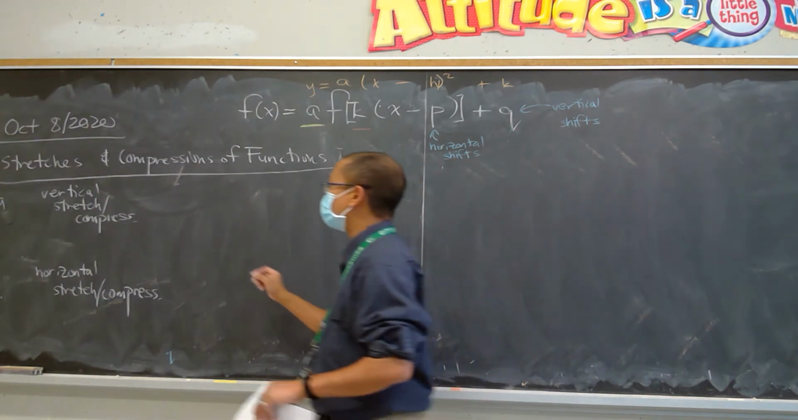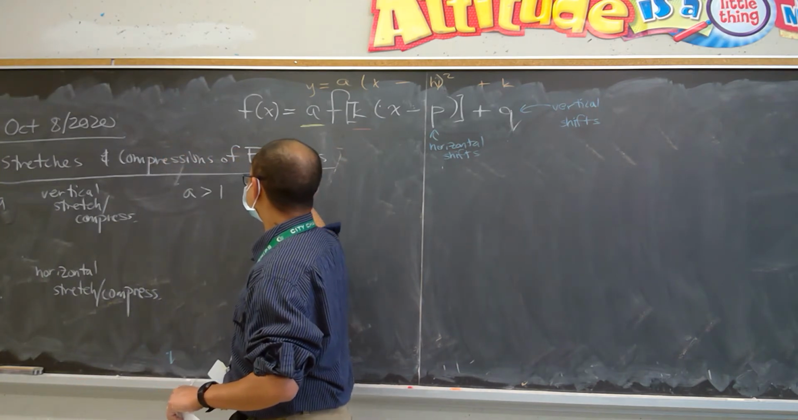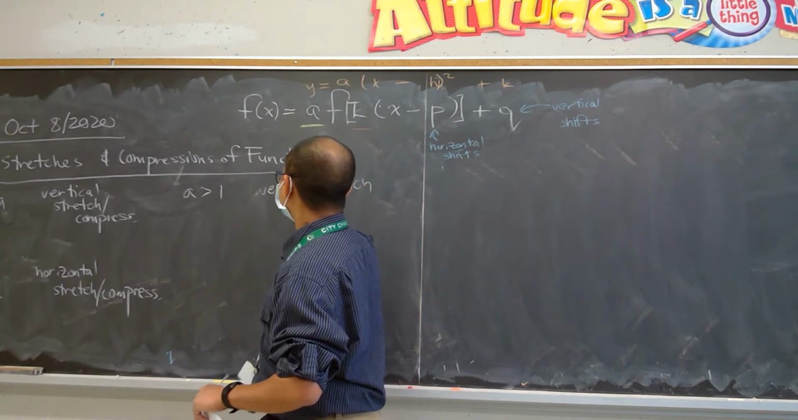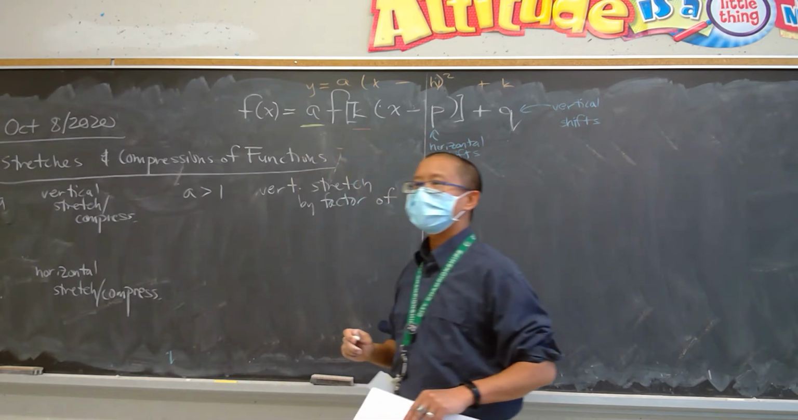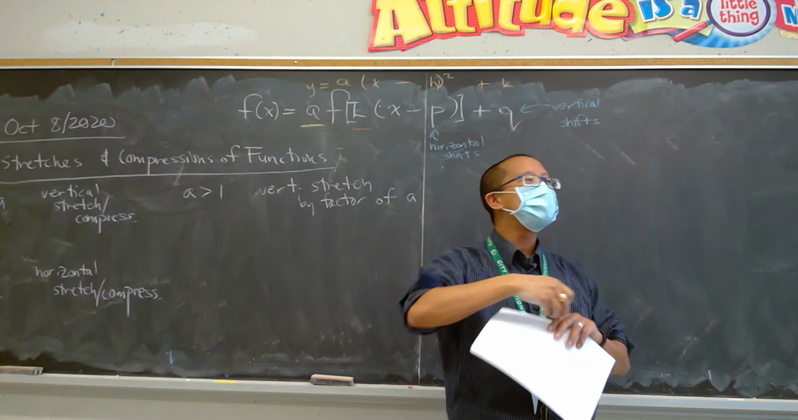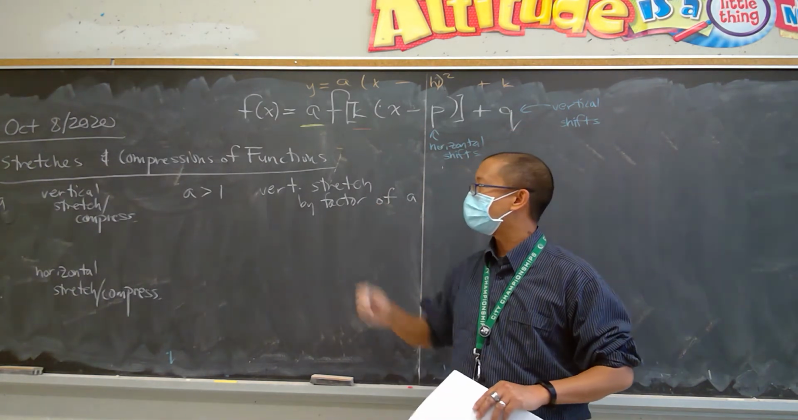So, for example, by definition, when A is greater than 1, this responds in English to a vertical stretch by a factor of A. It's directly related. It's vertically stretched. In your handout or the PDF or in the PowerPoint, it might use the word elongated. I don't like using elongated. Just stretch is easier. Just a stretch.